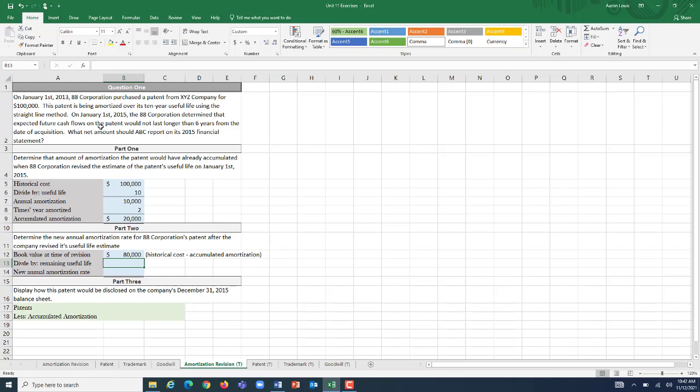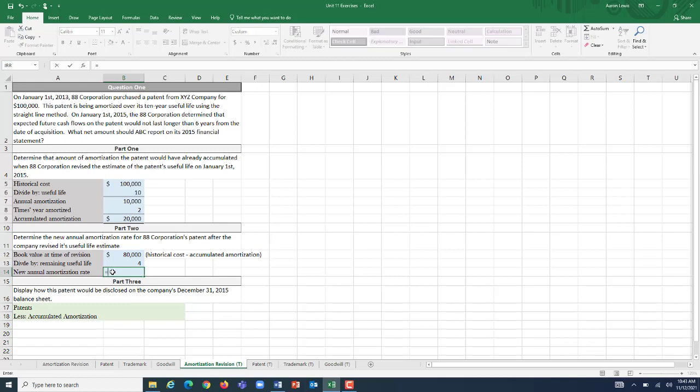How much sooner? Well, we're saying that we don't expect this thing to provide us cash flows for longer than 6 years from the date of acquisition. And it was acquired on January 1st, 2013, which means we think on January 1st, 2019, 6 years after acquisition, this patent is going to become worthless to us. Well, it's January 1st, 2015 now. So from January 1st, 2015 to January 1st, 2019 means we have 4 years of remaining useful life.